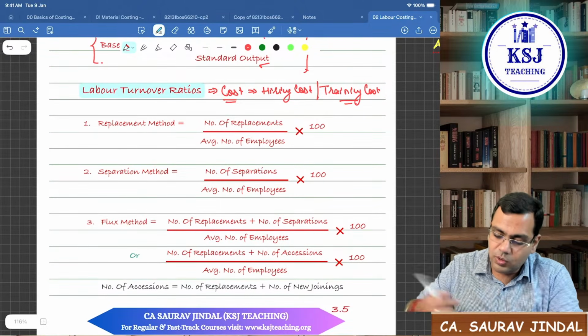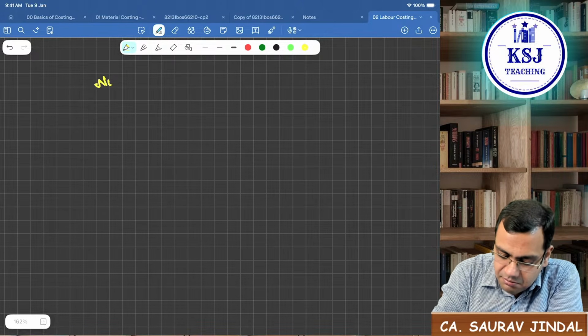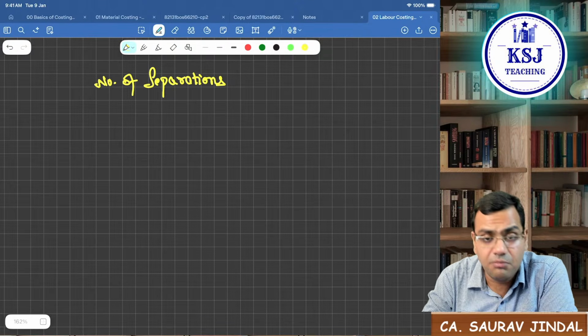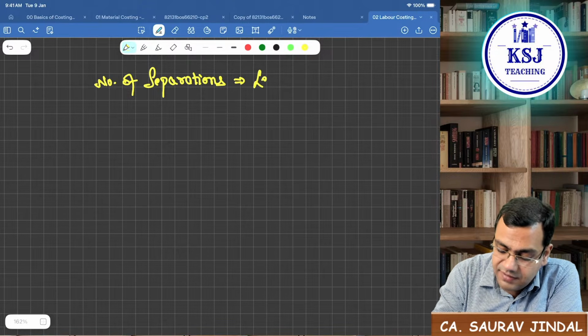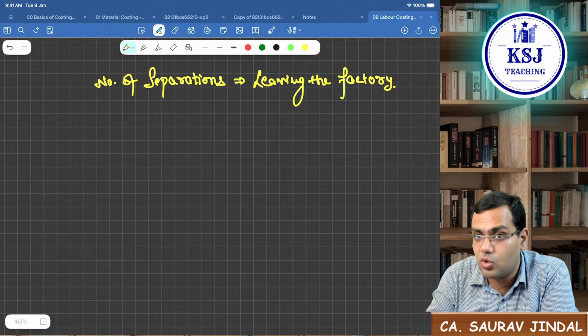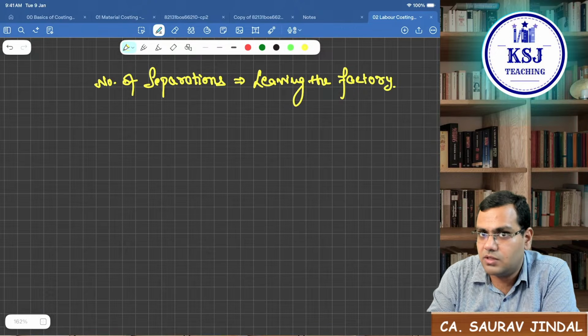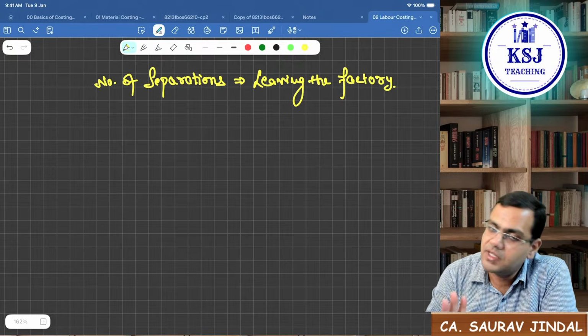In this, there are a few terms which are important. The first term that we have is number of separations. Number of separations is simply the employees leaving the factory. There can be two reasons, whether they are leaving on their own or whether it is because of our dismissal. We are kicking them out, right? So for any reason, if the worker is leaving the factory, it will come under number of separations.